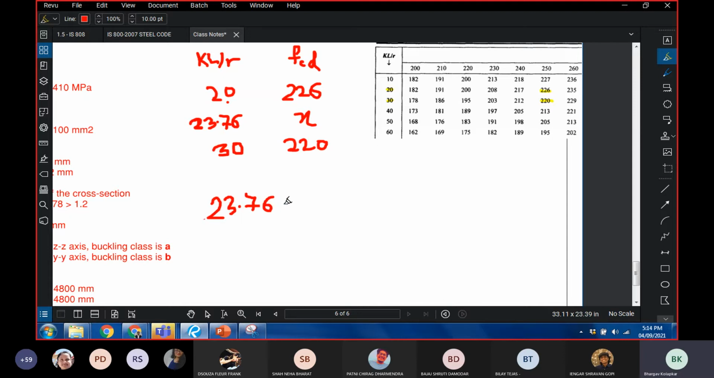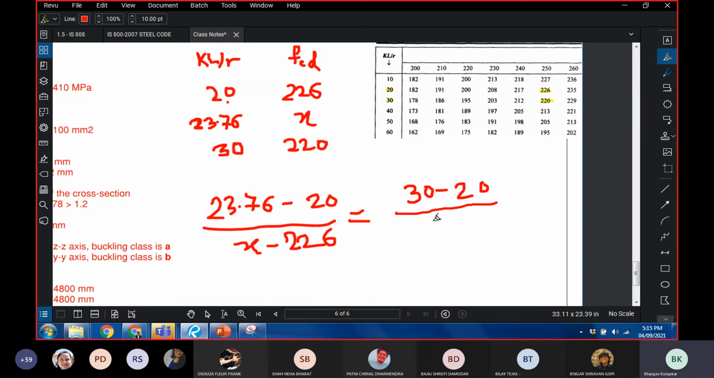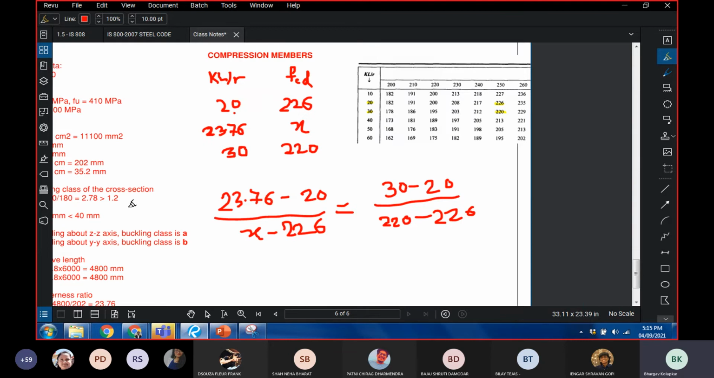(23.76 minus 20) upon (x minus 226) is equal to (30 minus 20) upon (220 minus 226). Look at it and tell me if you understand this.